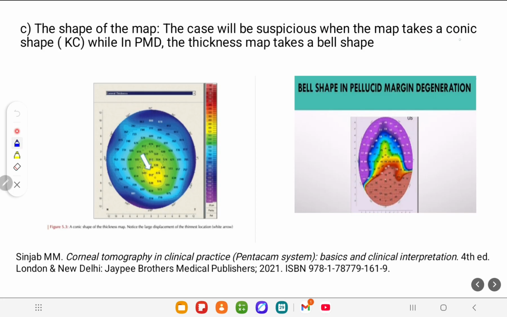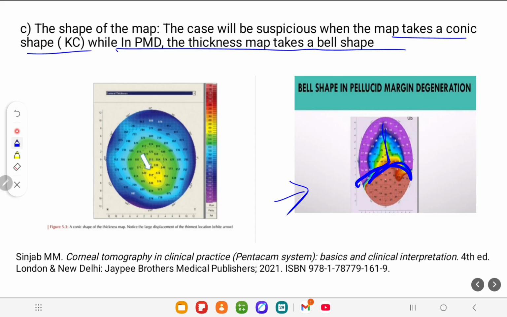And the shape of the map. The case will be suspicious of keratoconus if the map is conic shaped, while in PMD, the thickness map matters. But many students think that the hallmark of pellucid marginal degeneration is the kissing pigeon shape or crab claw pattern. That's not the case at all. The hallmark of pellucid marginal degeneration you cannot find in the curvature map. You have to look into the thickness map. If it is a bell shaped thickness map, then that's the hallmark of pellucid marginal degeneration.